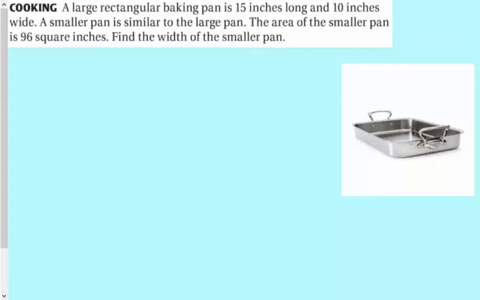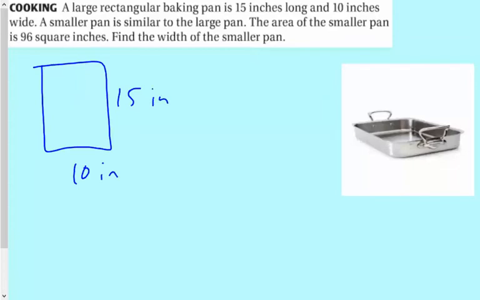A large rectangular baking pan is 15 by 10. Okay, so 15 by 10. And again, just draw pictures for these. It's going to help you a lot. Okay, and then the area of a smaller pan is 96. Oh, interesting. They give us the area of this one, 96 square inches. Find the width of the smaller pan. So we want W here. Okay, so we've got to work backwards here.